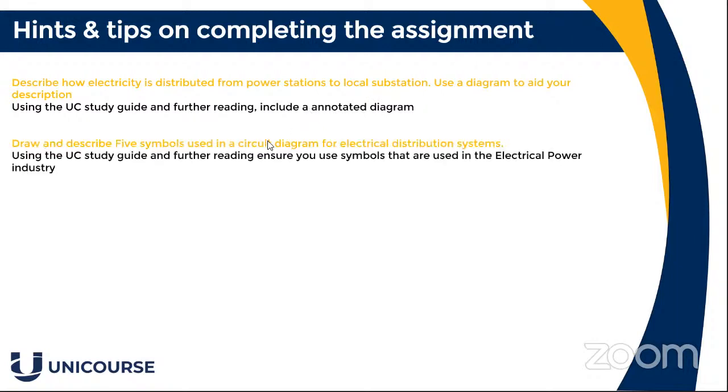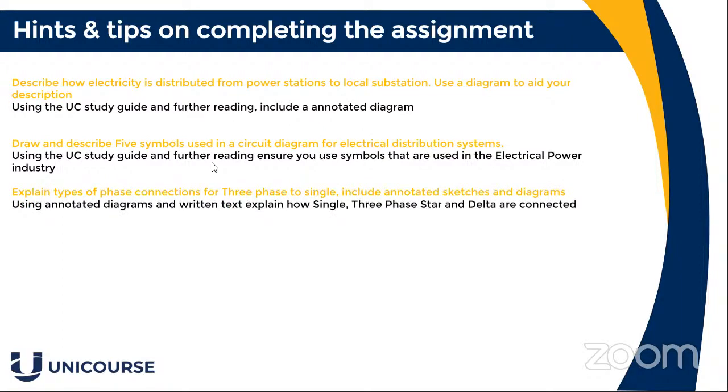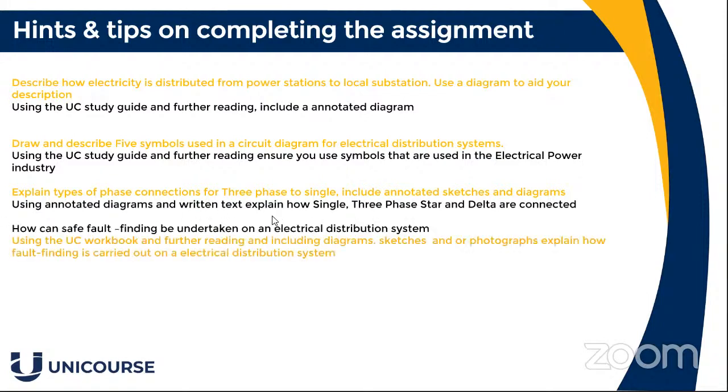The 5 symbols, yes, you can find that in the UniCourse guide notes. Further reading, what I think is important is that you hand draw each of the symbols and explain what they actually are. 3-phase, yes, again, this needs diagrams, explanation how they are, anything that you've actually acquired from either the UniCourse or from further reading, that needs to be annotated as well.